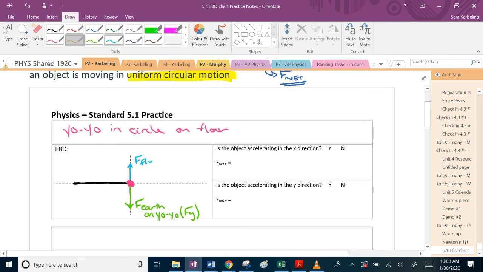The force of the floor on the yo-yo. And my easy way to write that is going to be F sub N. You got it. All right. And before it's spinning, that's all I got. But now when it's spinning in a circle, what else is acting on it?